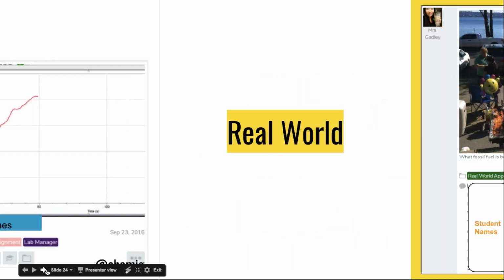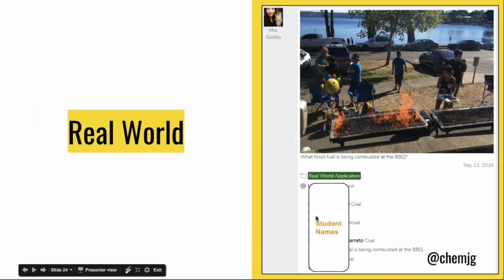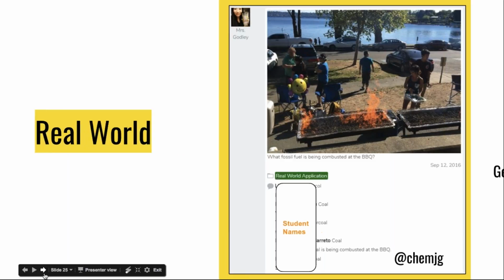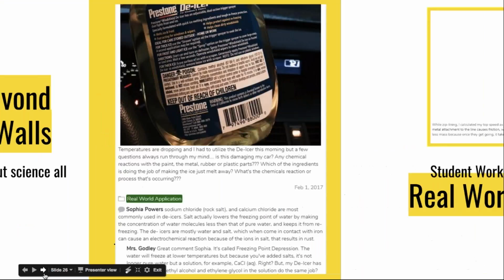And when I'm out and about, I'll make comments about things that we're learning and related to what we're talking about, and students will comment. It's all covered up by here, but students will get on the weekend and be talking about science. So learning beyond the school walls is my big thing as well. Think about science all the time.